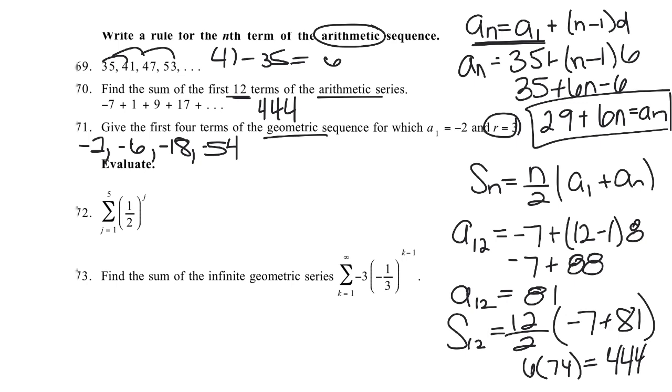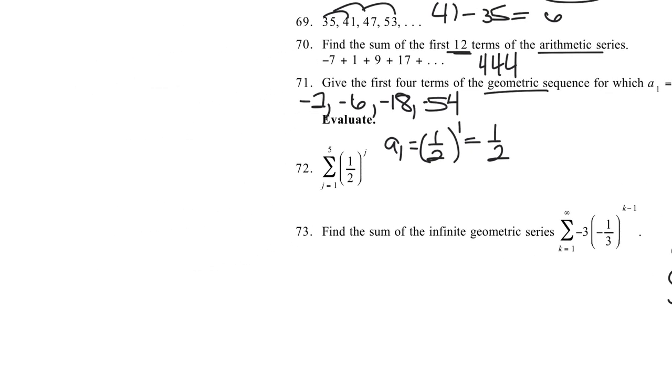Number 72, find the sum. The summation means find the sum from 1 to 5 of 1/2 to the j. So to find a1, I'm going to plug in 1. So 1/2 to the 1 is 1/2. If I'd like, I can plug in 5 to find an, or I can use my formula. This one, let's move this over a little bit.